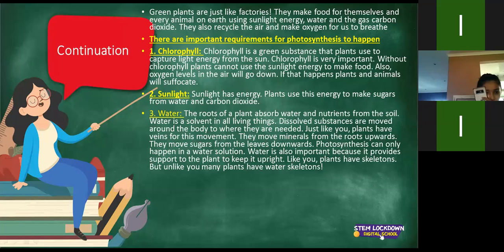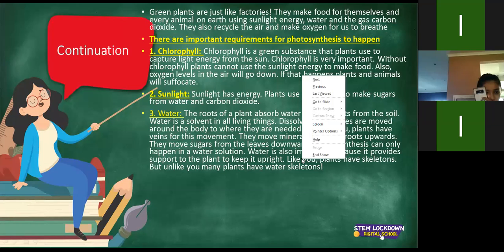Water is also important because it provides support to the plant to keep it upright. Like you, plants have skeletons. But unlike you, many plants have water skeletons. Obviously, we cannot see them, but they are actually there. All right.